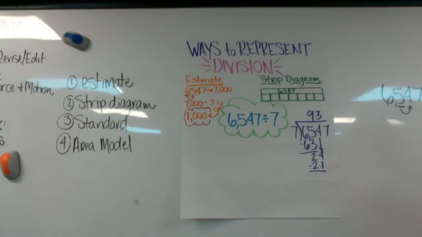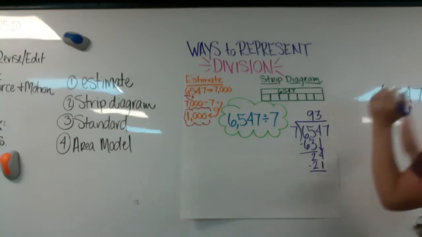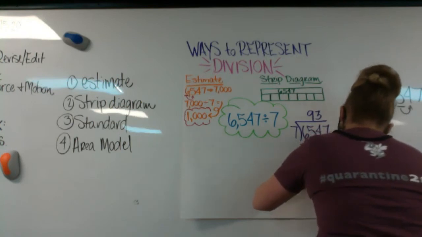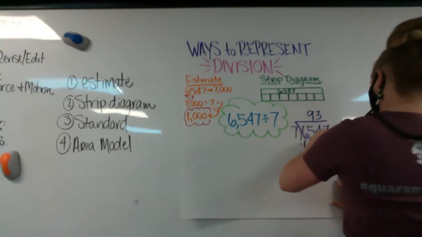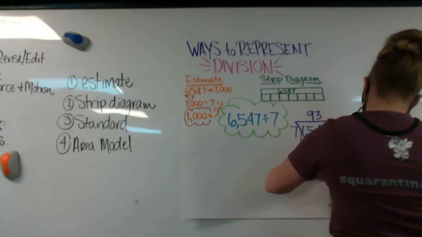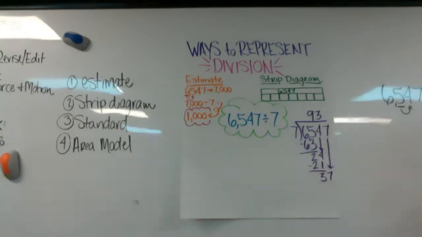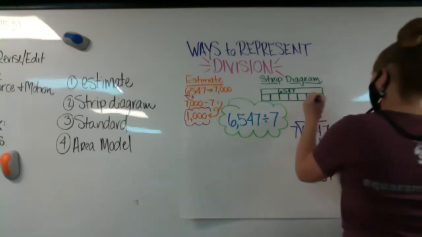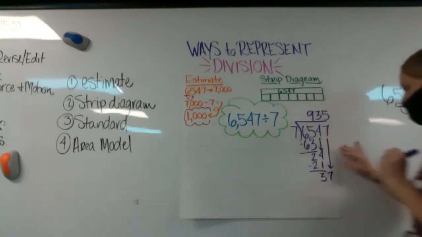Okay. What is 24 minus 21, y'all? 3. Wake up, little math brains. Okay, and then we're going to bring down the 7. So this is our last go around. How many times will 7 go into 37? 5. Because 7 times 5 is what? It's 35.